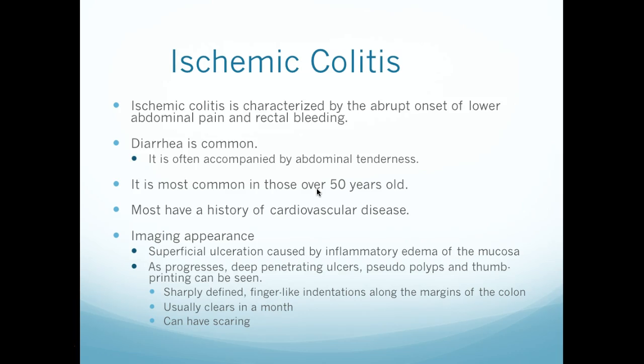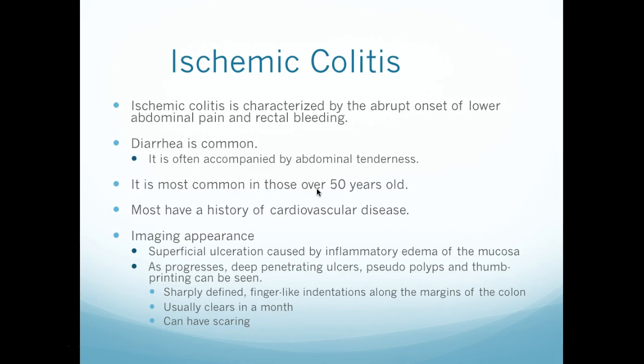So ischemic colitis is characterized by an abrupt onset of lower abdominal pain and rectal bleeding. Diarrhea is common. It's accompanied by abdominal tenderness. It's most likely in people over the age of 50 with a history of cardiovascular disease, which I found very interesting. The imaging appearance is superficial ulcerations caused by inflammatory edema of the mucosa. As it progresses, deep penetrating ulcers, pseudopolyps, and thumbprinting can be seen.